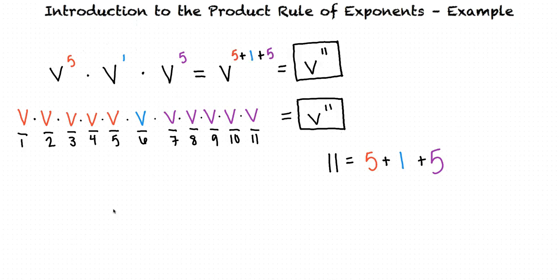The product rule of exponents tells us that when multiplying terms involving exponents, if the bases are the same, we can add the exponents as a shortcut to get our simplified answer.